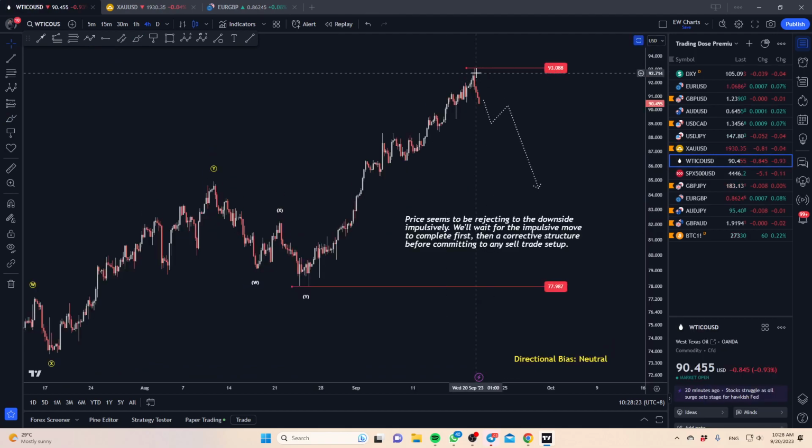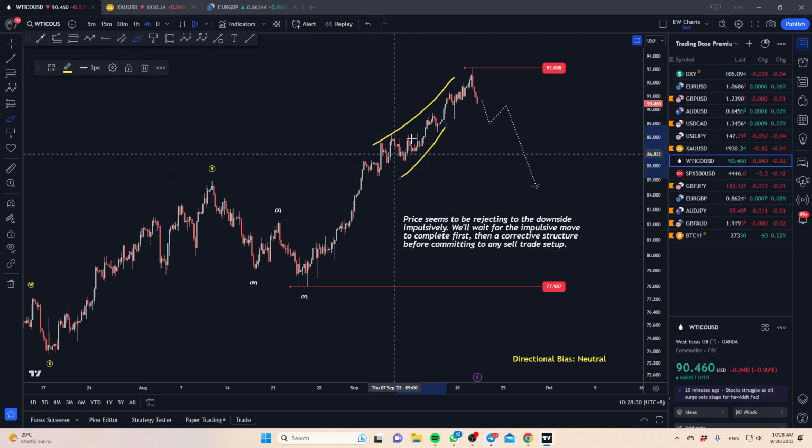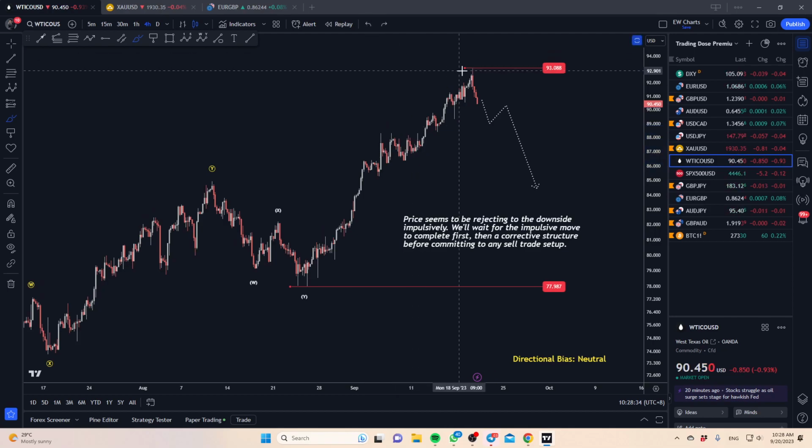Crude oil started to show some sign of a rejection, right? So I've been sharing and covering, don't try to buy this move. It's very corrective in nature. Always be patient. Wait for the next development from price.